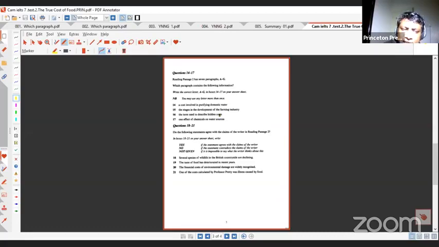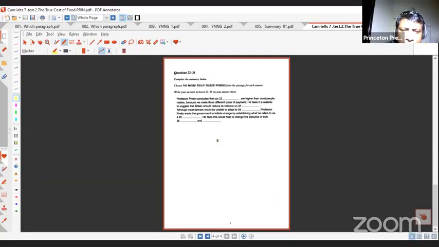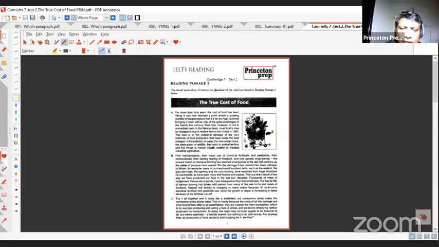Also headings, this one, and yes, no, not given. This is not enough, I can do it fast. That's also important. You have to be quick at that. Yes, no, not given. So we can practice this one, and we can also practice this side. This is a kind of summary. Okay, so how do you do that?